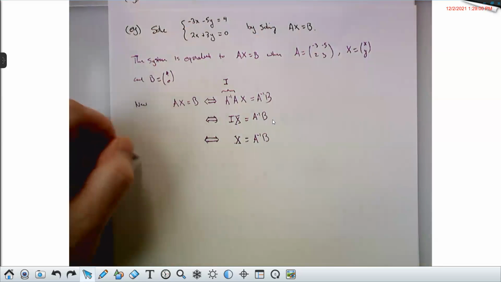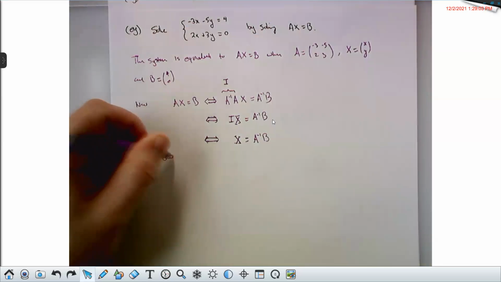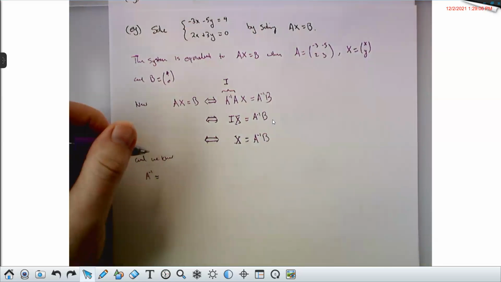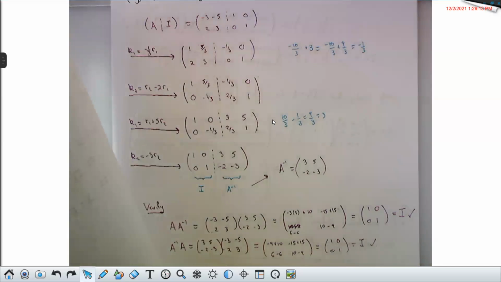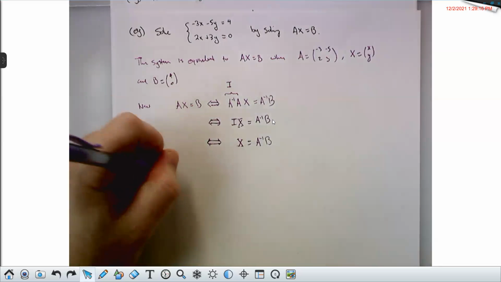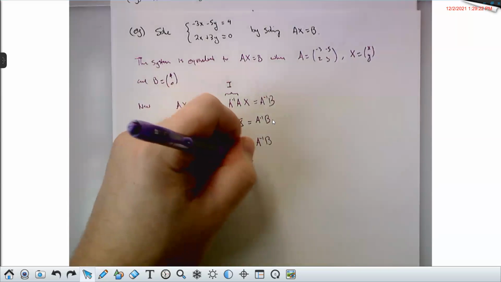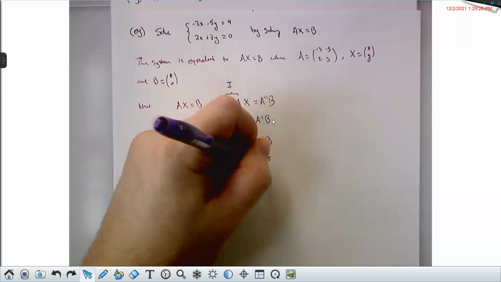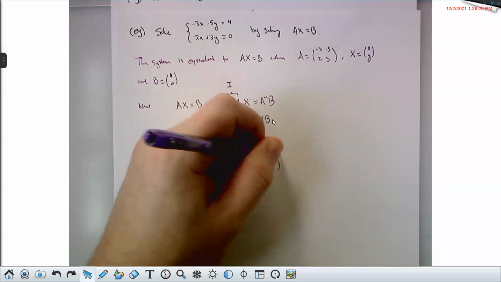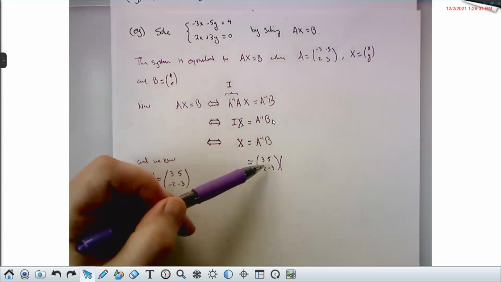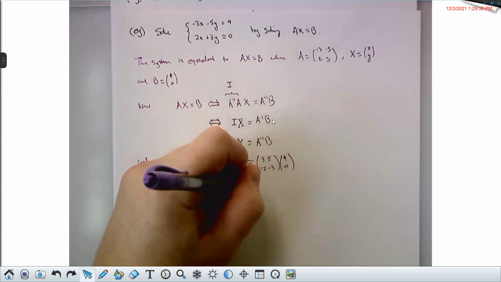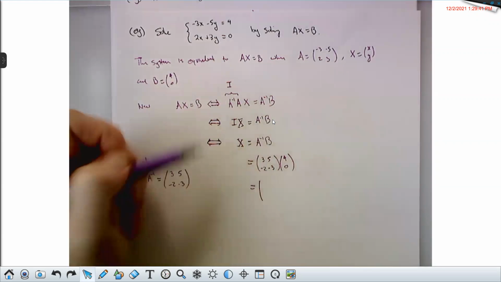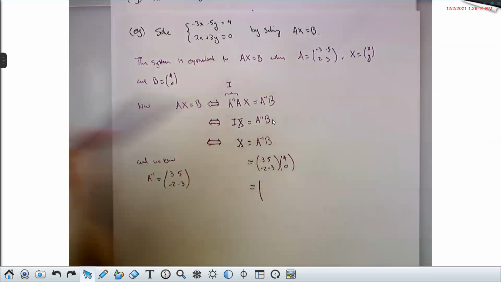And we know that A inverse is the inverse matrix we just calculated, right? Which was 3, 5, -2, -3. Yeah. So A inverse times B, here's A inverse, and B is just this column of right-hand sides, 4, 0. And this is the matrix X that I'm trying to find. This is the matrix that just has my solutions in it.